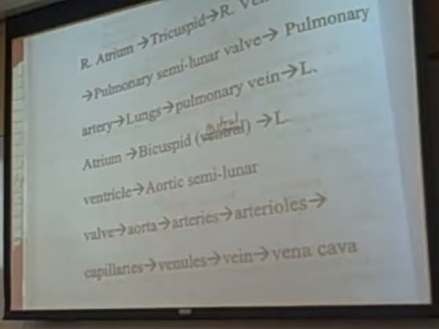The aorta is the largest artery out there. And then if we do an artery vein comparison, arteries are thicker. They have elastic recoil. They withstand more pressure. They are considered resistance vessels.